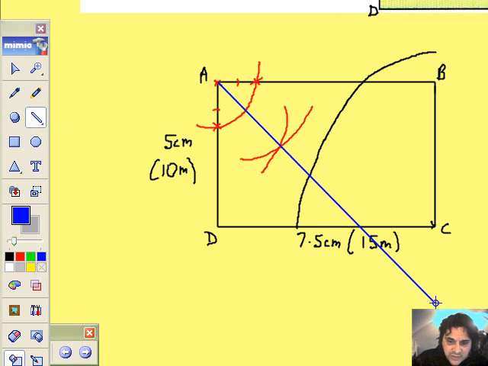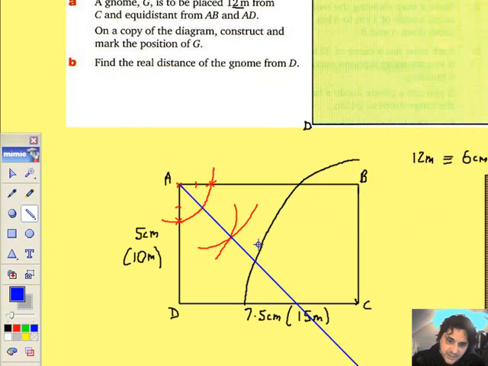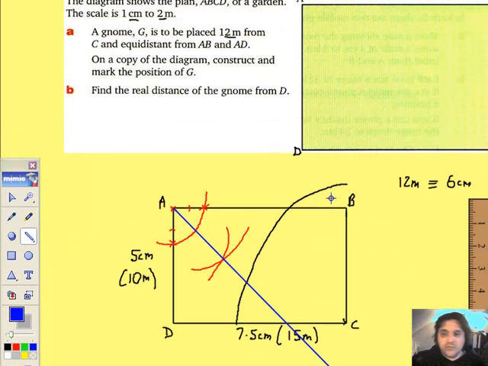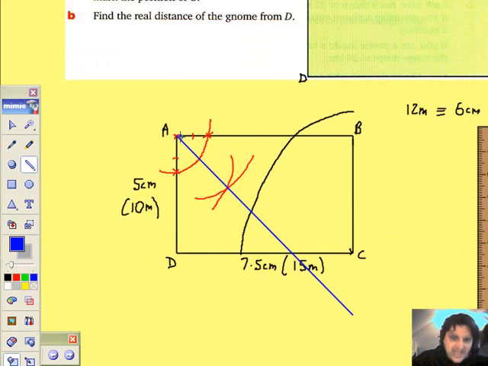Let's cut straight through the garden. I don't really care that it goes outside the garden for now. Now let's just take a look. My gnome G is to be placed 12 metres from C. There is that arc there, my 6 centimetre radius from C. Not accurate at all, but never mind. And it must be equidistant from AB and AD. In other words, my gnome is somewhere on this black line and somewhere on this blue line. Well, in order to be 2 places at once, you have got to be right here.